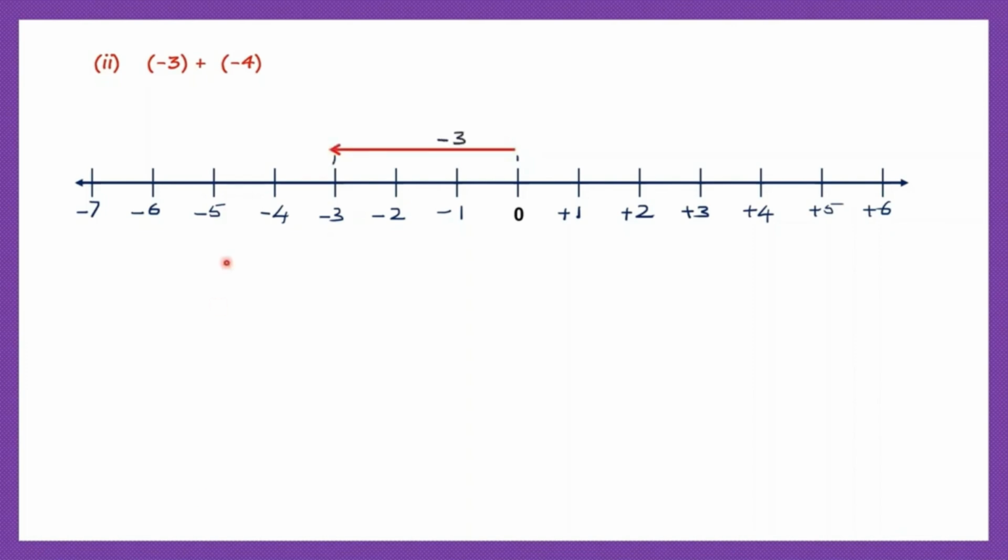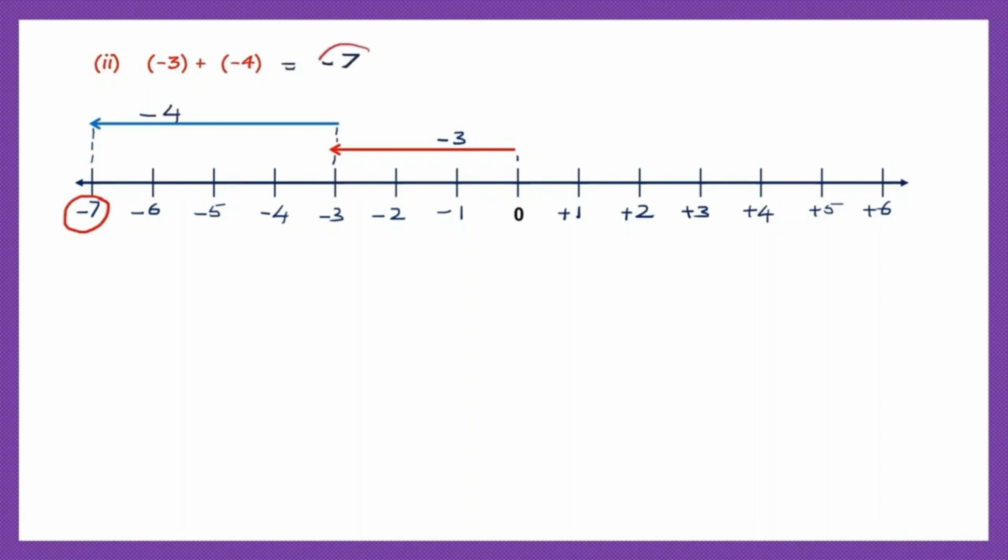Now let's look at the next integer. It's minus 4. So wherever we stopped, from there we're going to go 4 steps to the left. 1, 2, 3, 4. We're stopping at minus 7. Let's do that. Starting from minus 3 up to minus 7. So we have done that also. So what did we do? We started at minus 3 and we counted 4 steps to the left. That is minus 4. And we reached minus 7. So this is our answer. The answer is minus 7. So let's write that here, minus 7.